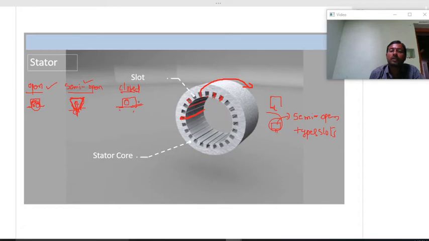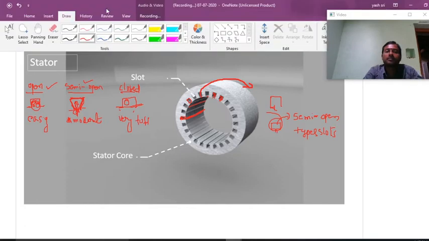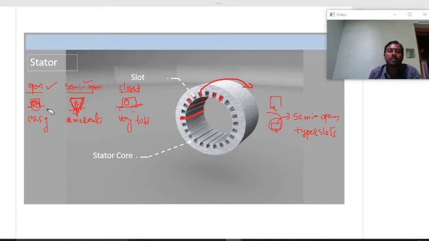So the placement of winding is easy here. Placement of winding is easy, and this is somewhat difficult. Compared to this one, this is somewhat tough, but here it is a very tough task to place the winding. Here easy, here moderate. This is a major difference between these slots. But I will show another difference.